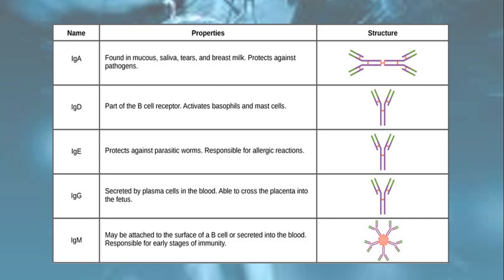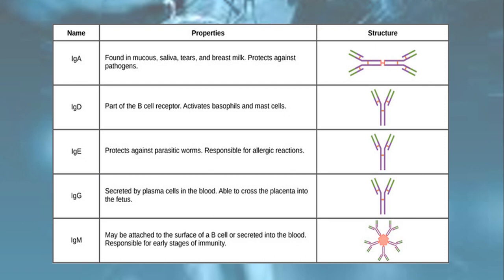Immunoglobulins of type D are actually part of the B cell receptors. They activate basophils and the mast cells, and they are involved somehow in the allergic reactions. Immunoglobulins of type E are important in the protection against parasitic worms, like the worms that we can find in the intestines or the liver and other organs. And they are very important immunoglobulins needed for the allergic reactions.